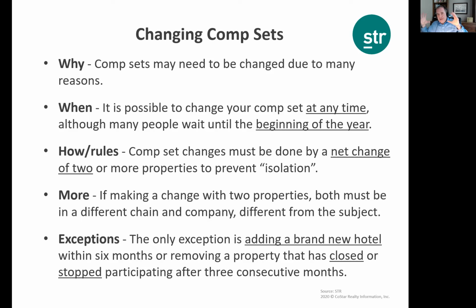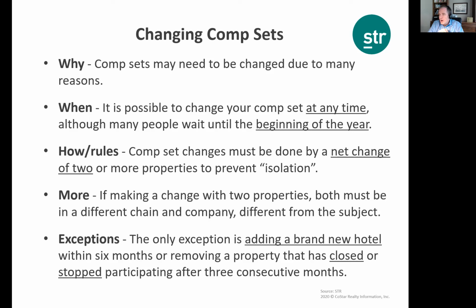Why? Because then the hotel could take all the data from the prior month, compare it to all the data from the next month with a new property in their comp set, and they basically can do the math to isolate the data for the single hotel that they added in. So we say you have to make a net change of 2. You could add 2. Well, you could also add 1 and drop 1, or you could drop 2 if there's enough in there. So a lot of different options, but that again is a confidentiality check. We're protecting against isolation.